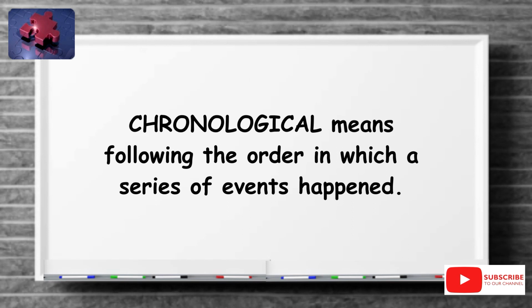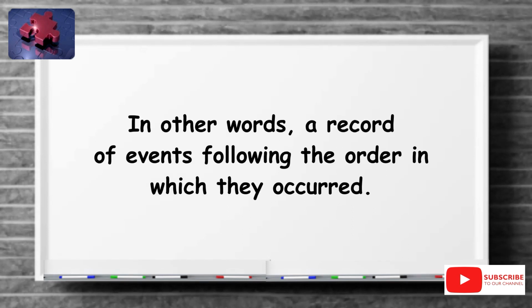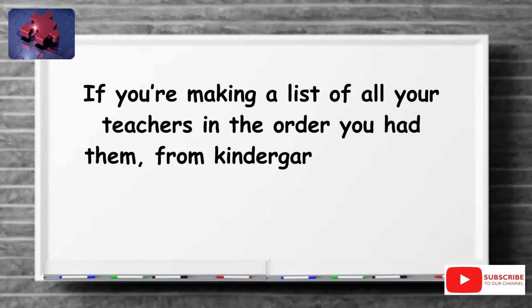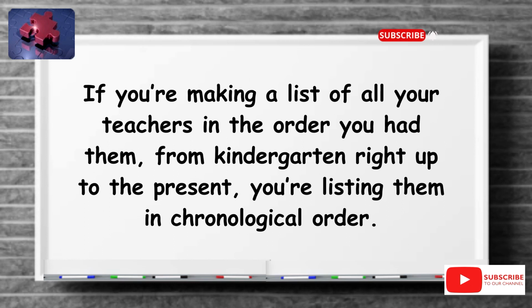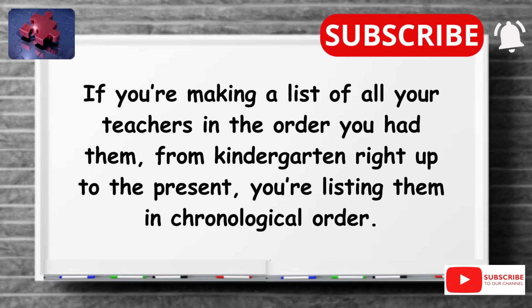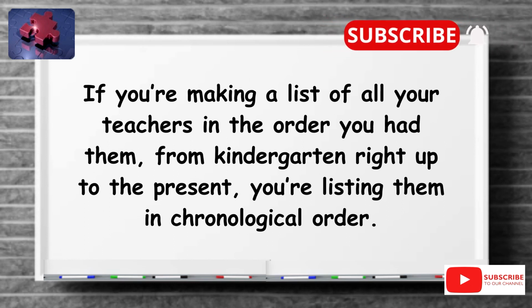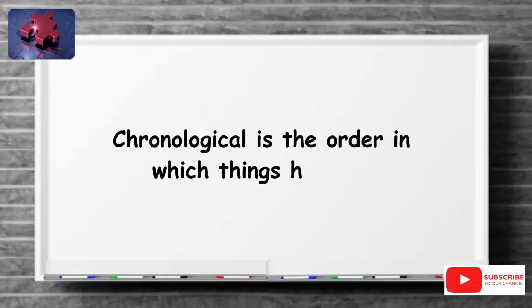Chronological means following the order in which a series of events happened. In other words, a record of events following the order in which they occurred. If you're making a list of all your teachers in the order you had them, from kindergarten right up to the present, you're listing them in chronological order. Chronological is the order in which things happen.